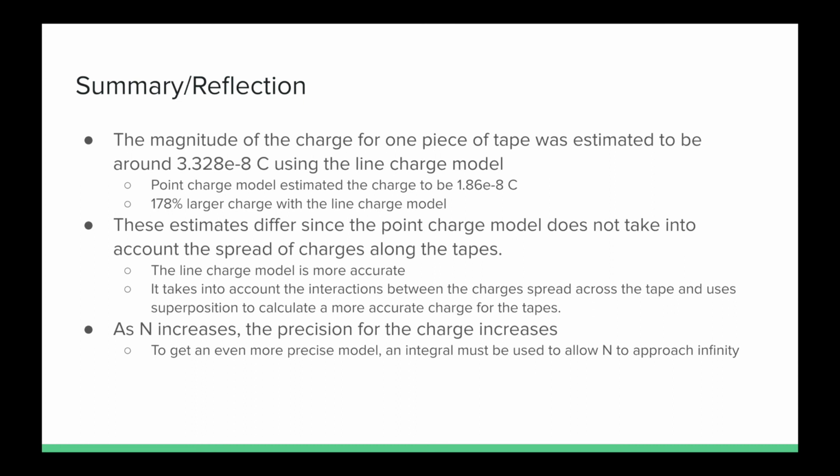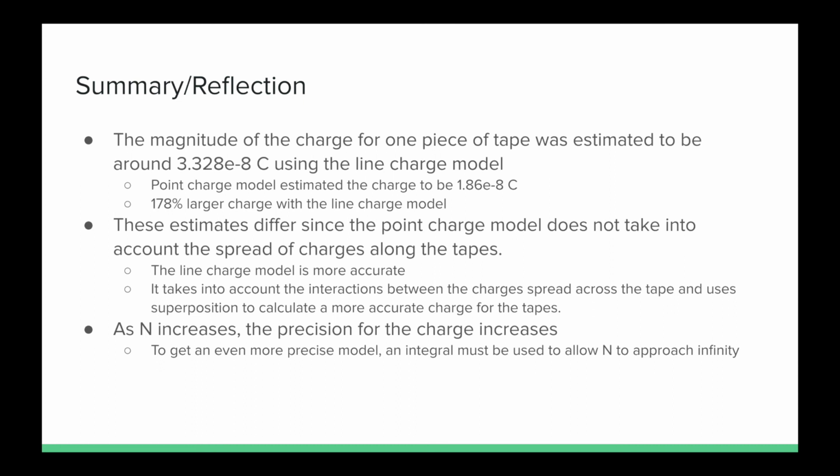These charges differ since the point charge model generalizes all charges along the tape into one charge, when in reality they would be more evenly distributed along the tape like the line charge model. The line charge model is therefore more accurate since it takes into account the interactions between the charges spread across the tape and utilizes superposition to calculate a more accurate charge.